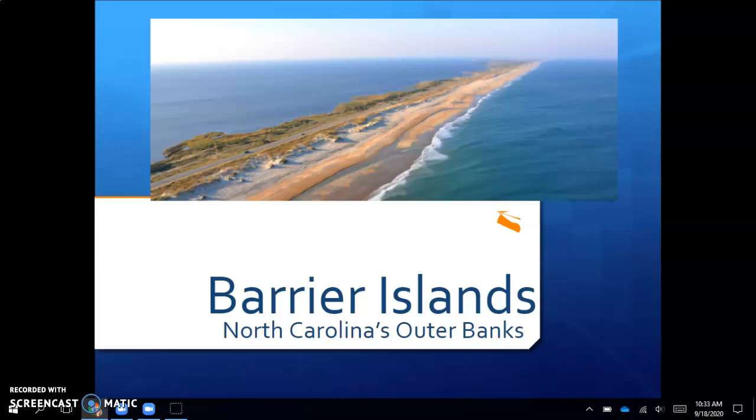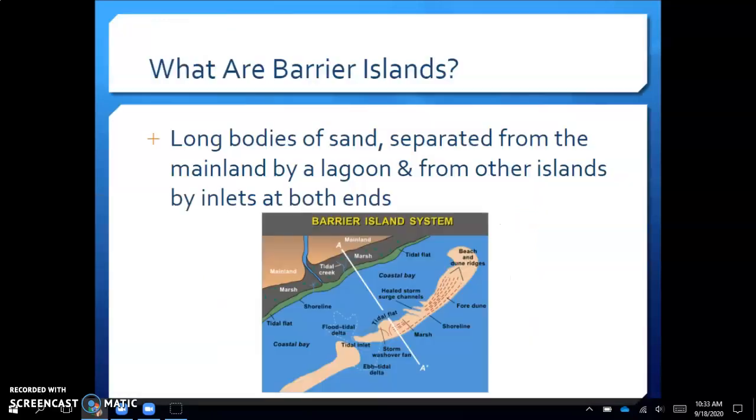So you may have been to the barrier islands of North Carolina before. These are our Outer Banks. So if you've ever taken a family trip or a beach trip to the Outer Banks, you have actually been to barrier islands. So as always, you should have downloaded your interactive notebook for the pages for the day. And this presentation goes along with those notes. So let's go ahead and jump right into it.